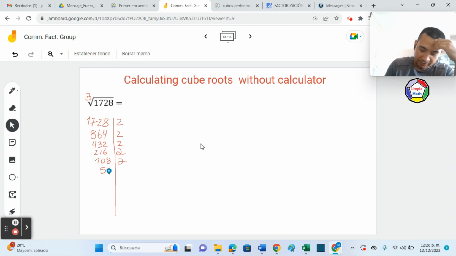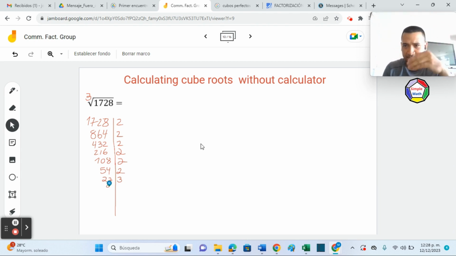And 54 is also divisible by 2. So we write a number 2 here and then we do the division. How much is 54 divided by 2? It's 27. 27 is not divisible by 2, but it's divisible by 3. So we divide by 3, we write a number 3 here, and we do the division. How much is 27 divided by 3? 27 divided by 3 is 9.